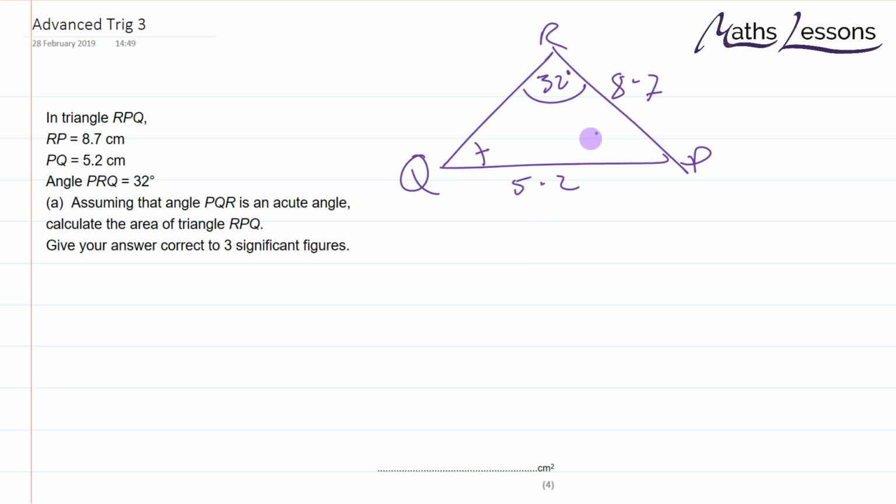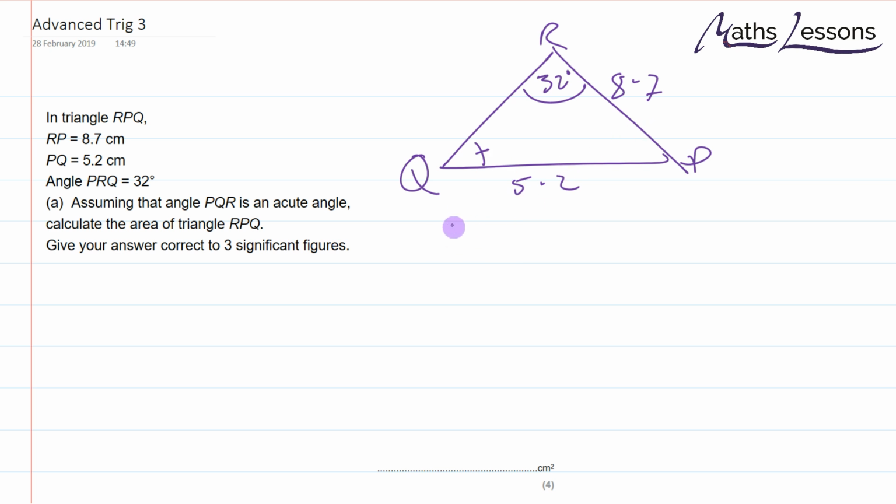So therefore, we need to find the area of the triangle. We need to find this angle, and we can find this angle first because we know that's acute. But we don't know if this is acute or obtuse from this because it depends how big an acute angle this is. So we're going to find this angle first, then we can find that angle, and then we can find the area.